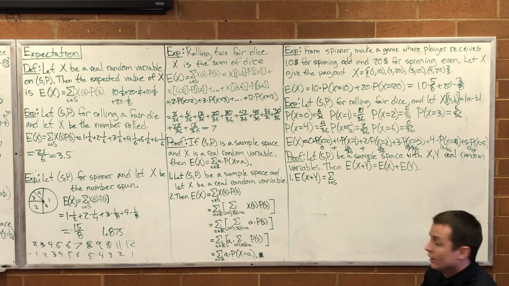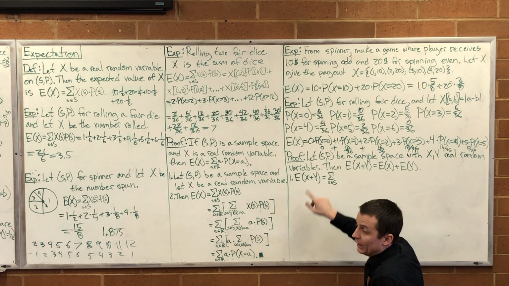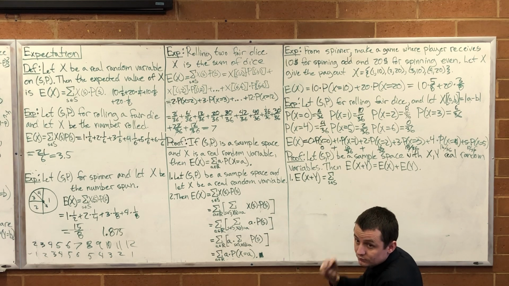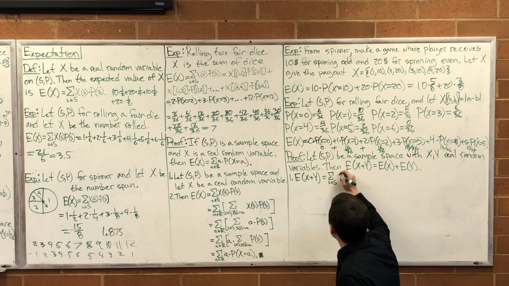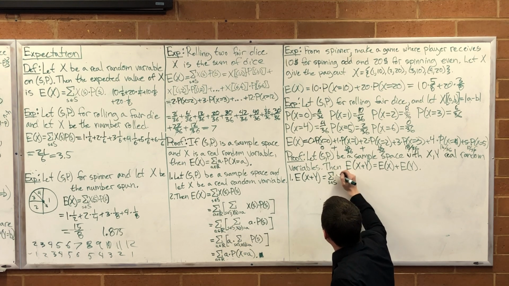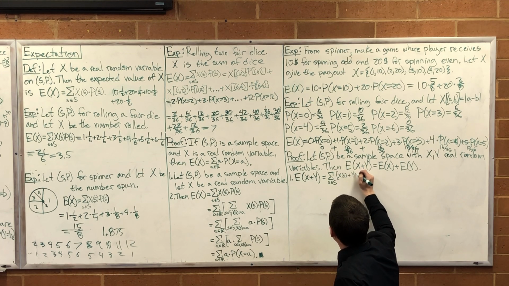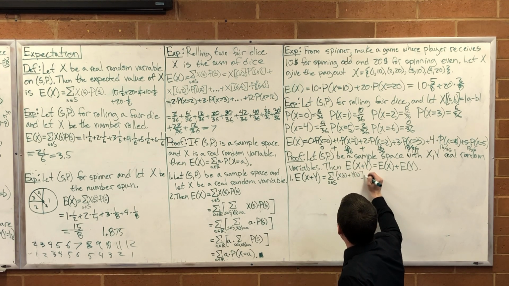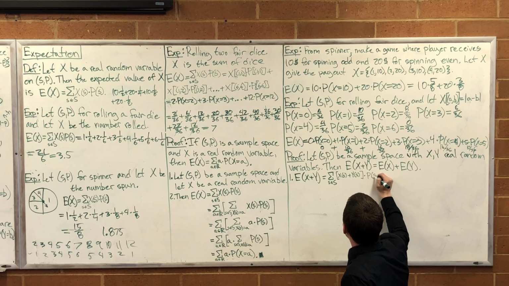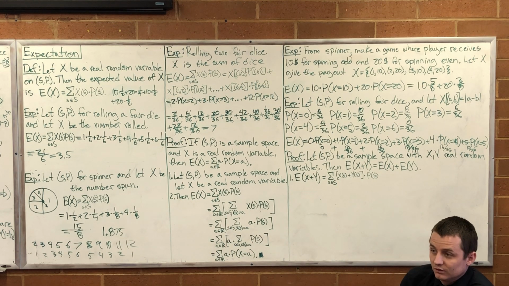With me? Okay, so what is the expected value of x plus y? From the definition, it's a sum over all little s in big S of what you get when you plug s into x of s plus y of s, times the probability of s. That's it by definition.